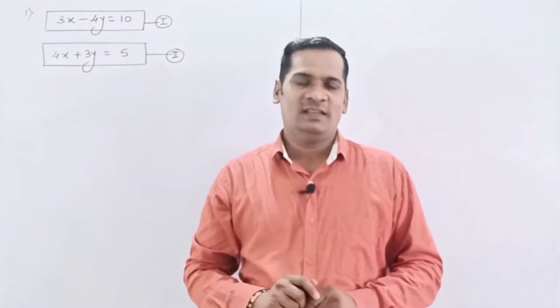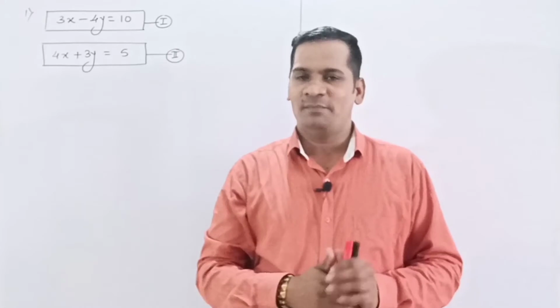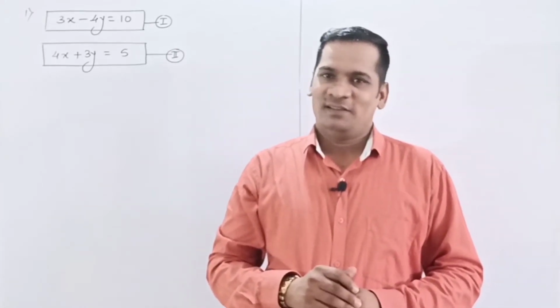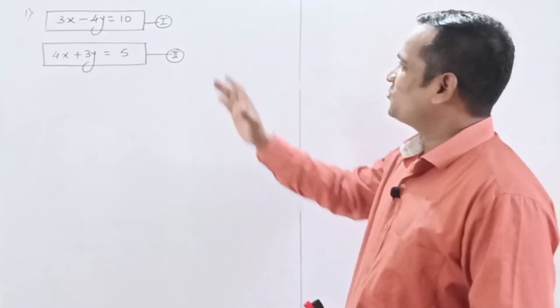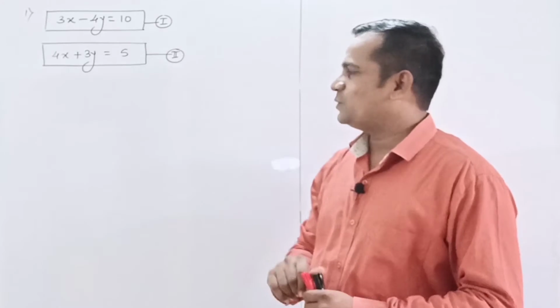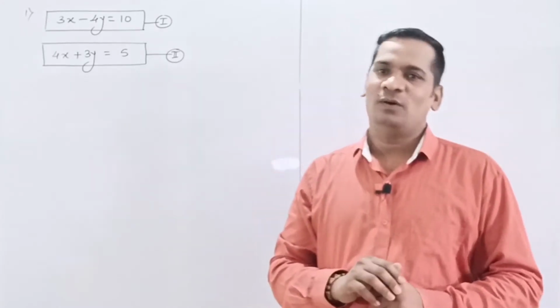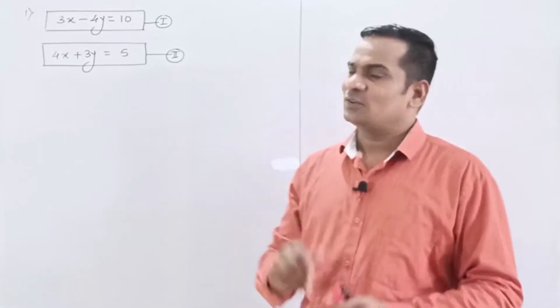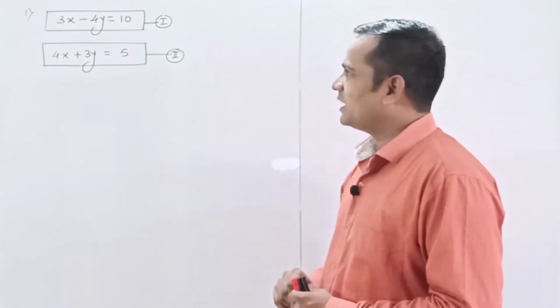So in this question number 3, we have to solve simultaneous equations by using Cramer's rule. Okay, so what is the question? The first question is, look here, two simultaneous equations will be given. The question is, solve the following simultaneous equations by using Cramer's rule. So let's solve this simultaneous equation by using Cramer's rule.